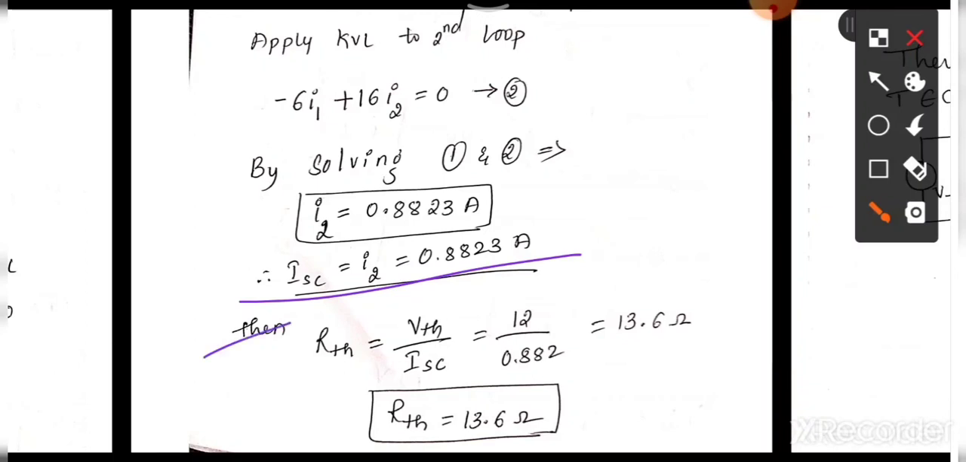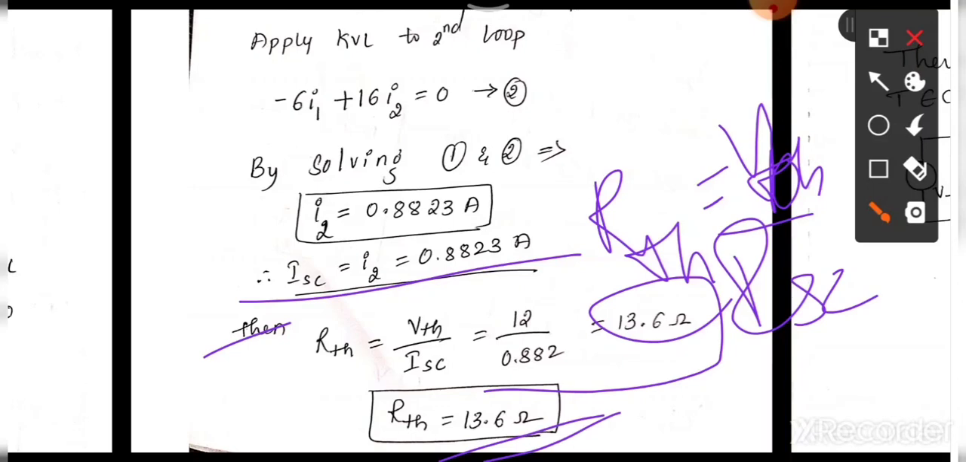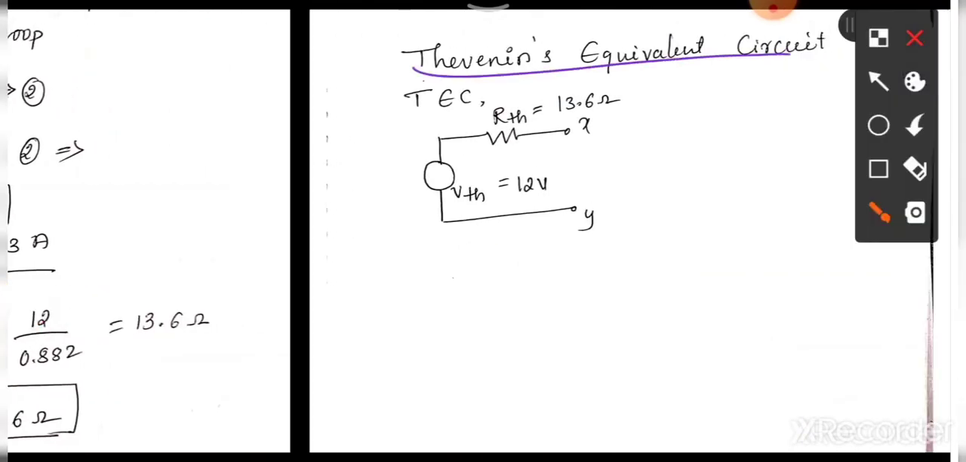Then we have to calculate RTH. RTH is equal to VOC or VTH divided by ISC. Both values we know, so substituting, we get RTH equal to 13.6. Then we can write Thevenin's equivalent circuit like this one.